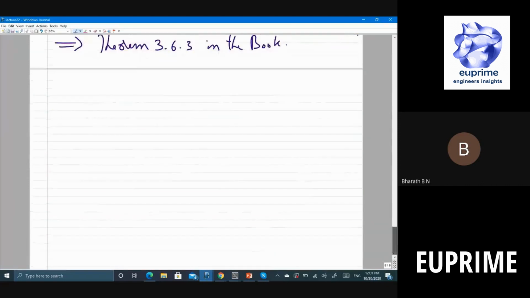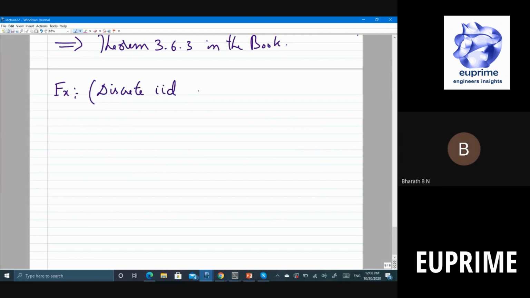Okay, so now let's do the first construction. How do you construct a stochastic process, a Gaussian stochastic process? This is the first example in the book regarding this. It essentially talks about something that we have already seen, the discrete IID Gaussian process. So what is this? This is very easy. You have to describe this by W of n such that n belongs to Z. You know what Z is?